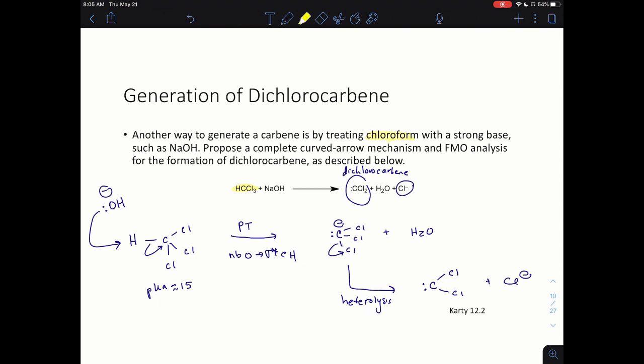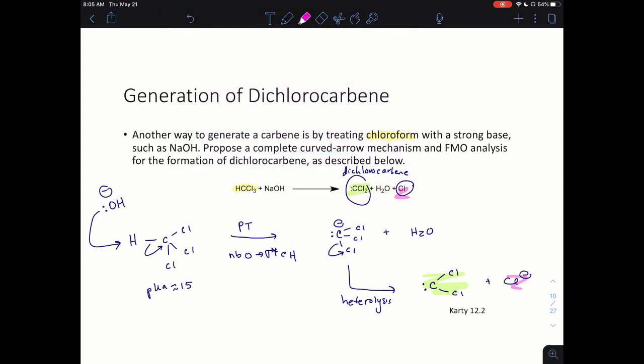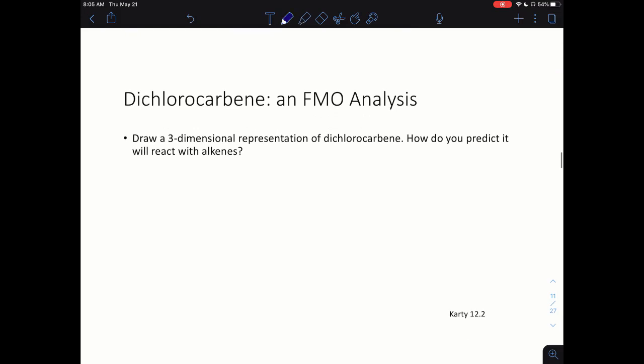Okay, so we have dichlorocarbene, chloride, and then water. That's boring. There it is. Cool. All right, let's take a look at dichlorocarbene here. Your turn to draw out a three-dimensional representation of dichlorocarbene and predict how it will react with alkenes.